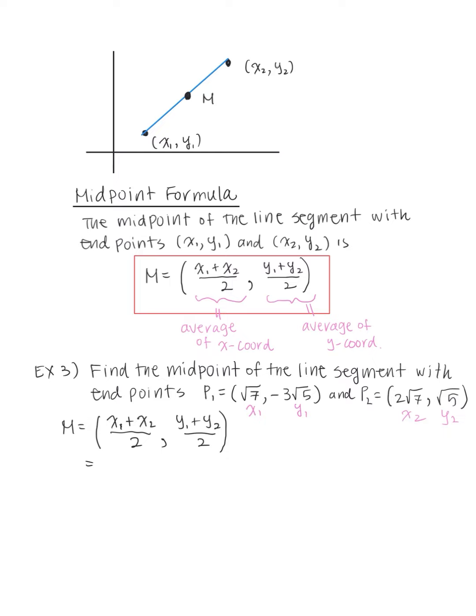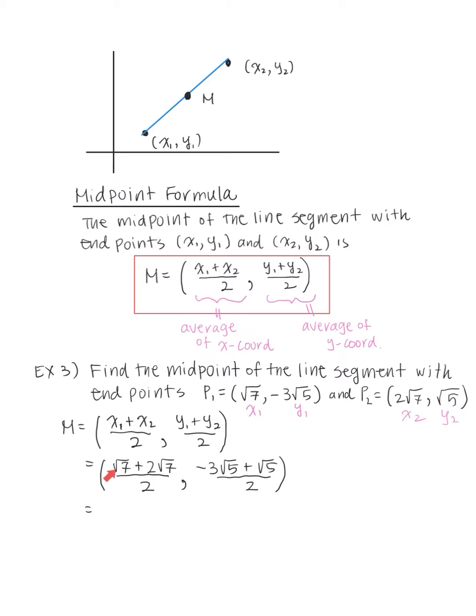So this is going to be x1, which is square root of 7, and then plus 2 square root of 7 all over 2. That's the x-coordinate. And then we're going to have a negative 3 root 5, and then plus another root 5, whole thing divided by 2. Okay, so now we're going to have to simplify this all the way.